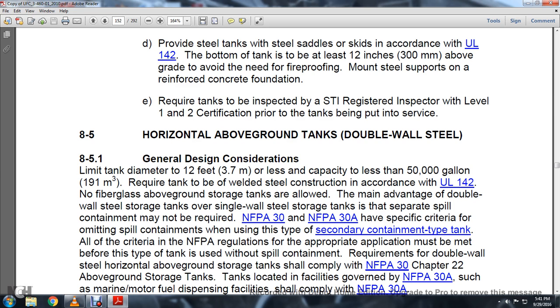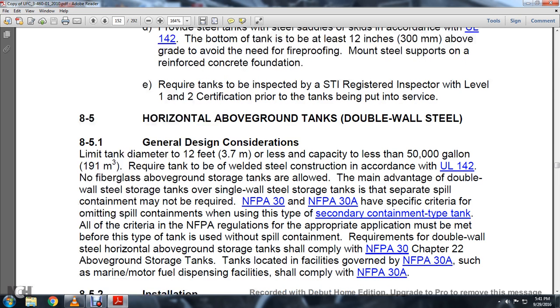To maintain the advantage of double wall steel storage tanks over single wall steel, a separate spill containment may not be required. NFPA 30 has specific criteria for amended spill containment when using this type of tank. This type of secondary containment must meet all criteria of the NFPA regulations or appropriate applications. The requirements for double wall steel horizontal above ground storage tanks shall comply with NFPA 30.